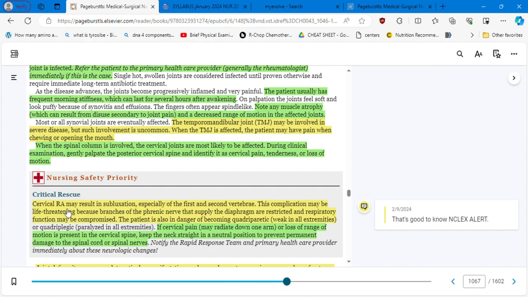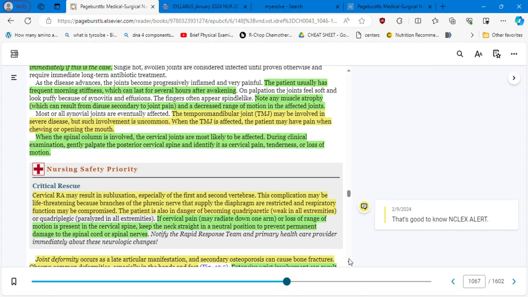Cervical rheumatoid arthritis may result in subluxation, especially of the first and second vertebrae. This complication may be a life-threatening condition because branches of the phrenic nerve that supply the diaphragm are restricted and respiratory function may be compromised.